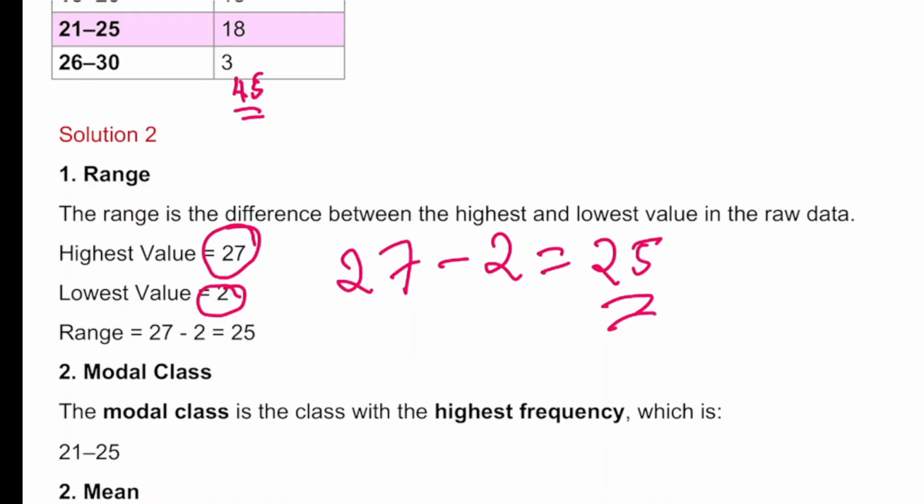This was also the range, the difference between the highest and the lowest values in the raw data. That is very simple. Are we together for range? Straightforward. I won't ask a question on range unless you want to buy a Range Rover.